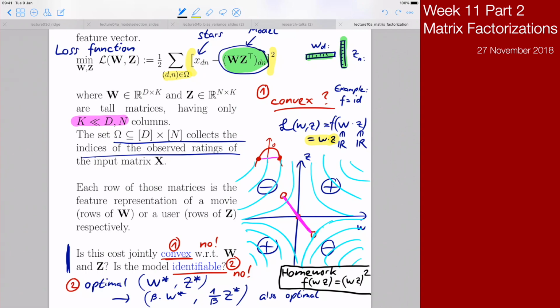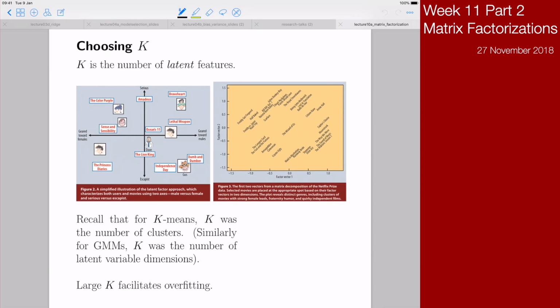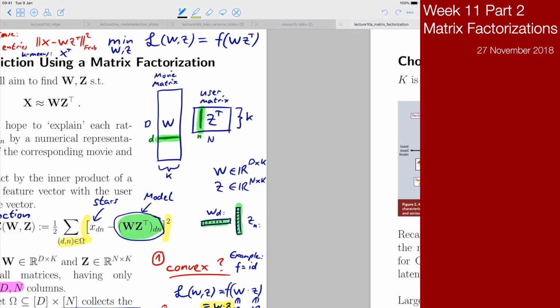Then we move on to something a bit easier, or more practical. There are practical issues with this, right? Let's say we can set this up, of course. So what is it even doing? Why is it a nice idea? And also how to choose the k. This is the number of columns, the number of latent features, as they're often called. So why are they called latent features?